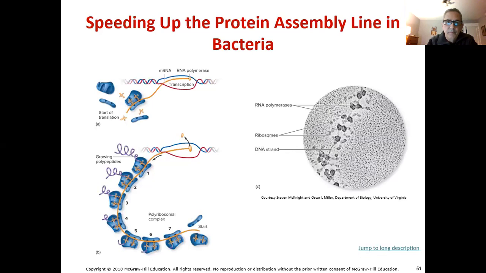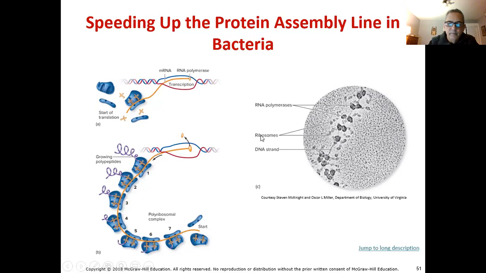In bacteria, they can speed up this whole process by having multiple ribosomes bind to one message. And so they can be continuously making lots of proteins. Bacteria replicate very quickly, and they have to carry out their metabolic processes very rapidly.